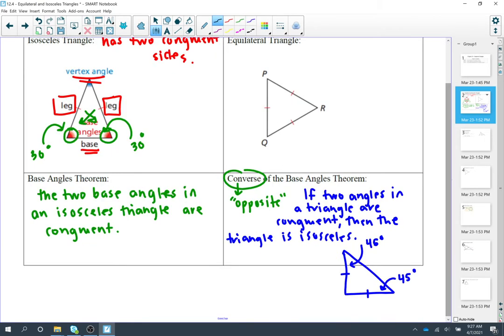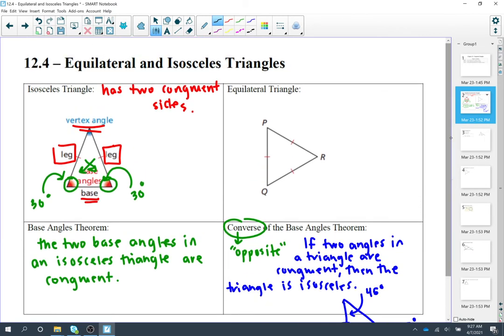Equilateral triangle. So remember, an equilateral triangle does not have two congruent sides, it has three congruent sides. Which means, another way of putting that is all the sides are congruent. Now, if all the sides are congruent, then we can also conclude that all the angles are congruent. So in an isosceles triangle, we have two sides congruent, so we have two base angles that are congruent. In an equilateral triangle, we have three sides congruent, so we can conclude that we also have three angles congruent.